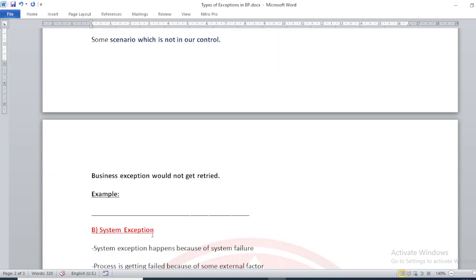For a business exception, we do not retry; we throw the business exception as it is. A business exception can be some scenario given by our business. For example, we have a payment processing form and the business gives the condition that below 15,000 we do not have to process that scenario. At that time we can take it as a business exception.